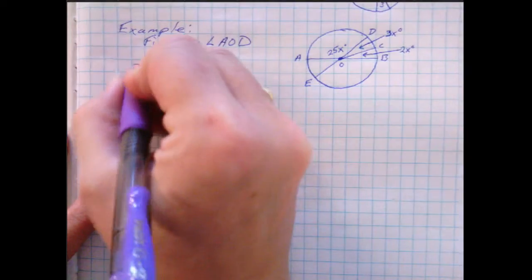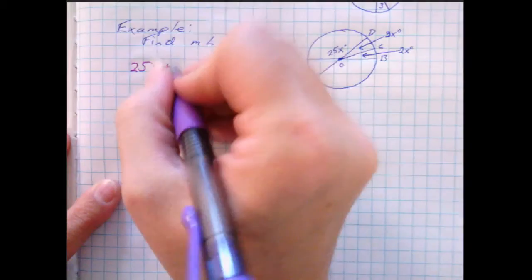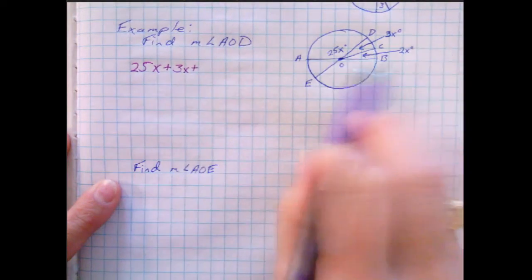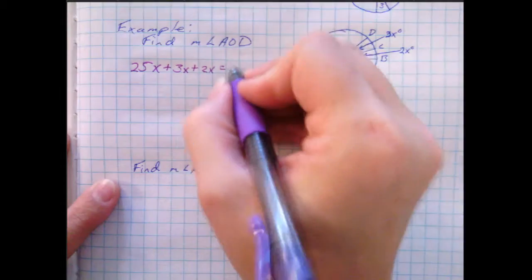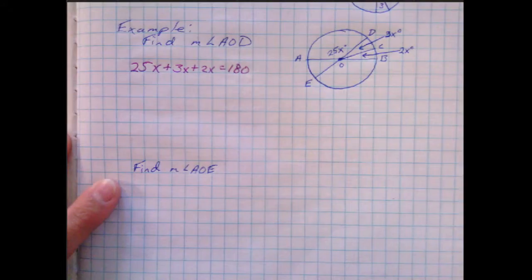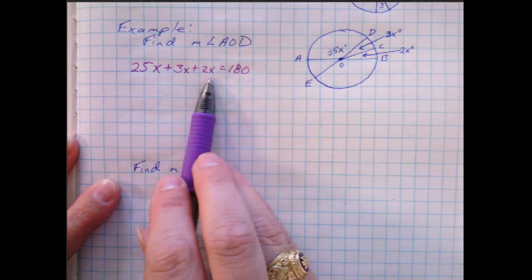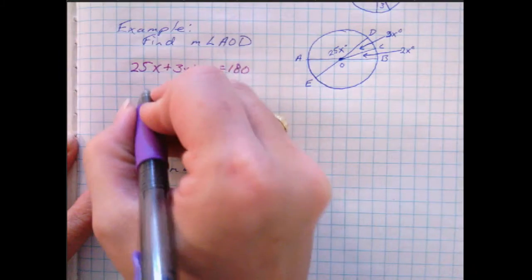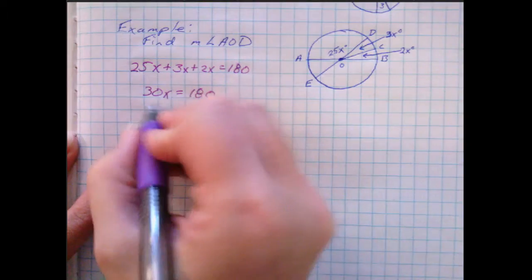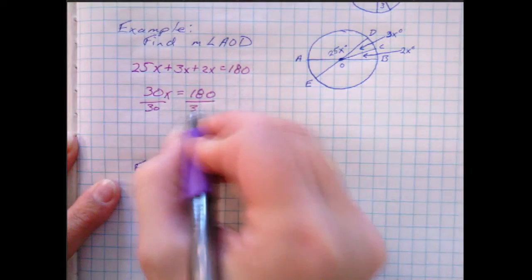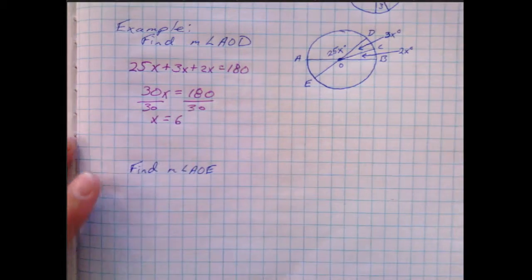So I'm going to take my 25x plus my other angles, my 3x, plus my 2x, and I know that those are going to equal 180 because it's half of the circle. Okay, so it's not 360, it's only 180 for that piece. So I'm just going to add all of these up. So I have 25, 3, and 2. So I have 30x equals 180. Okay, and I'm still solving for x, so I'm going to divide by 30. So then I get x equals 6.